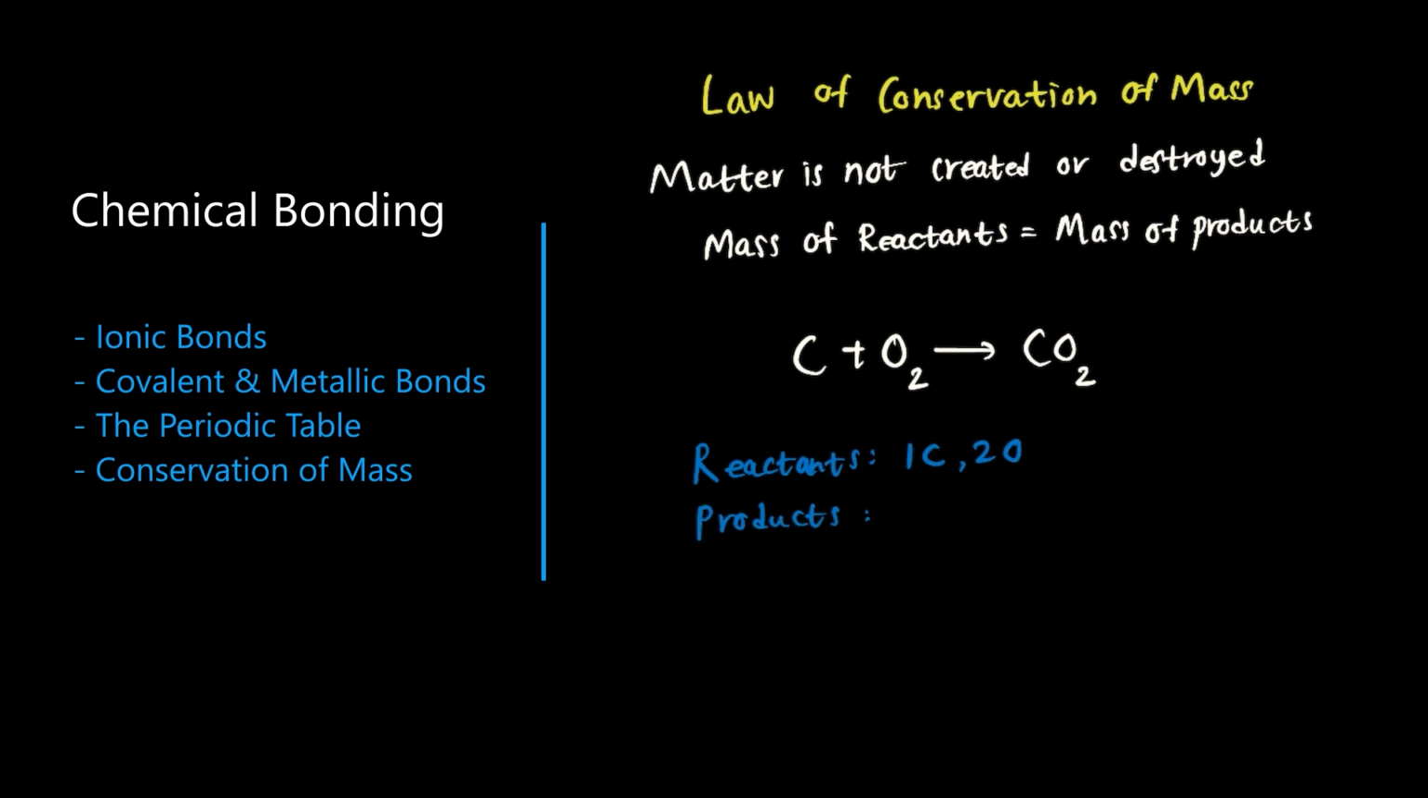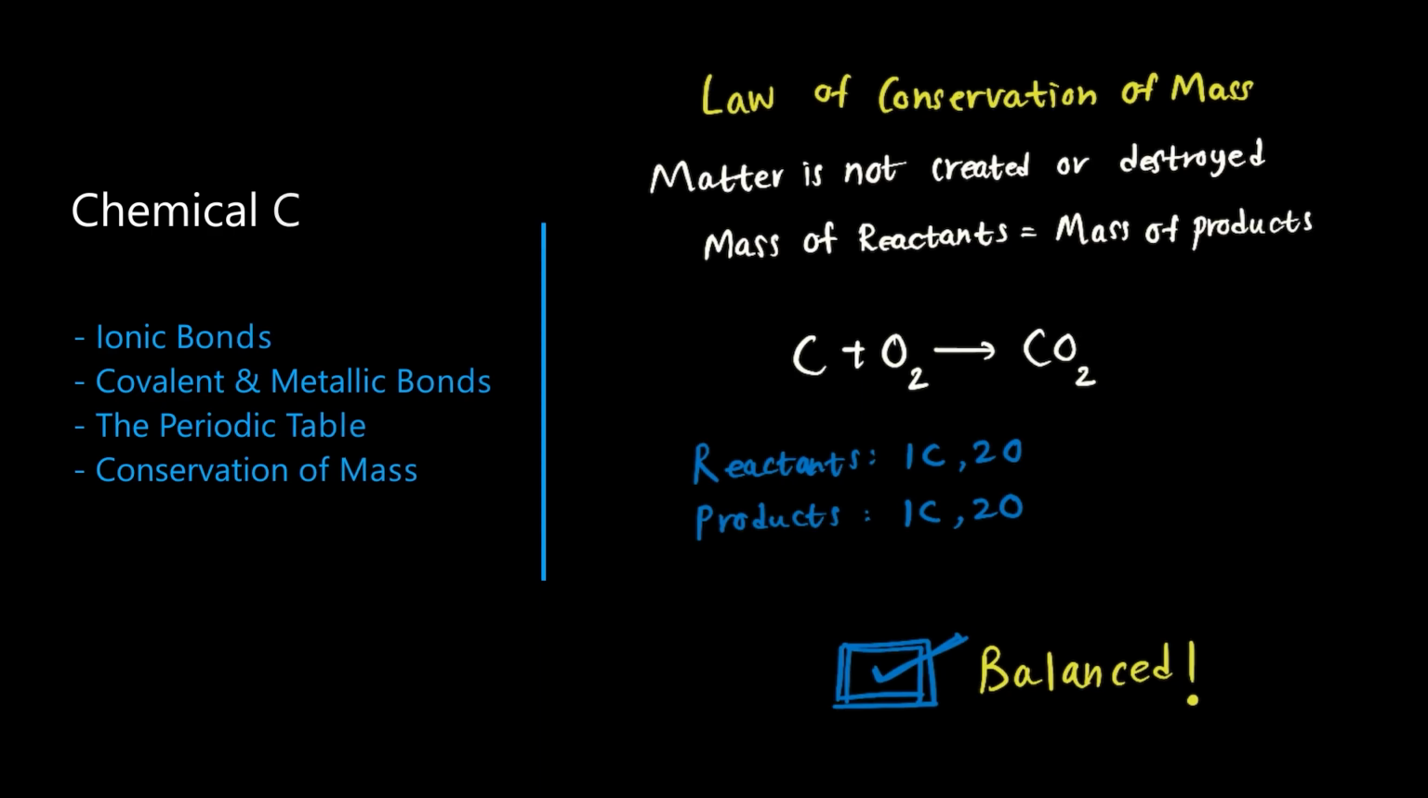This is why chemists use balanced chemical equations. In a balanced equation, the number of atoms of each element on the reactant side is equal to the number of atoms of that element on the product side. This reflects the conservation of mass at the atomic level.